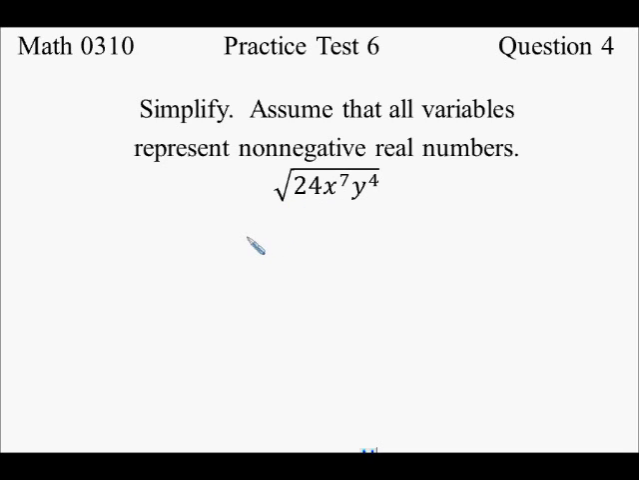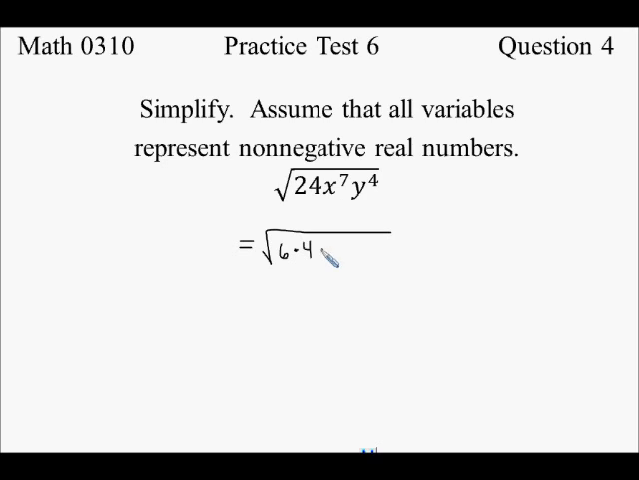So if we look at this, let's start looking at the 24. Maybe we see that 24 is 6 times 4. And that helps us because we know the square root of 4. 4 is a perfect square, so that helps us. And here we have x to the 7th. So that's x being multiplied by itself 7 times, basically. We have 7 copies being multiplied.